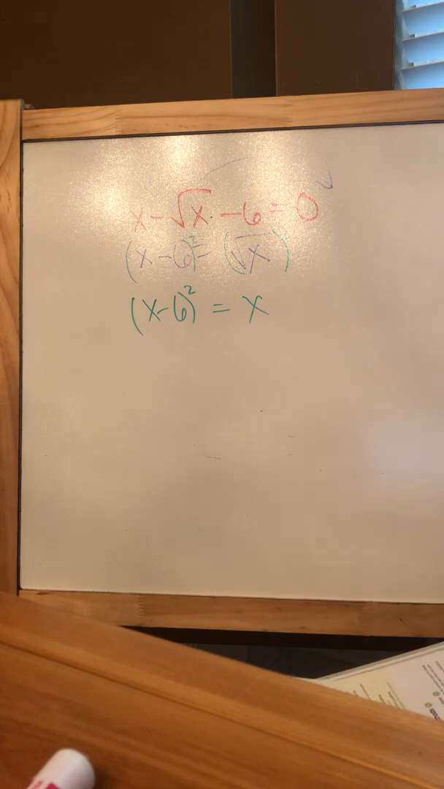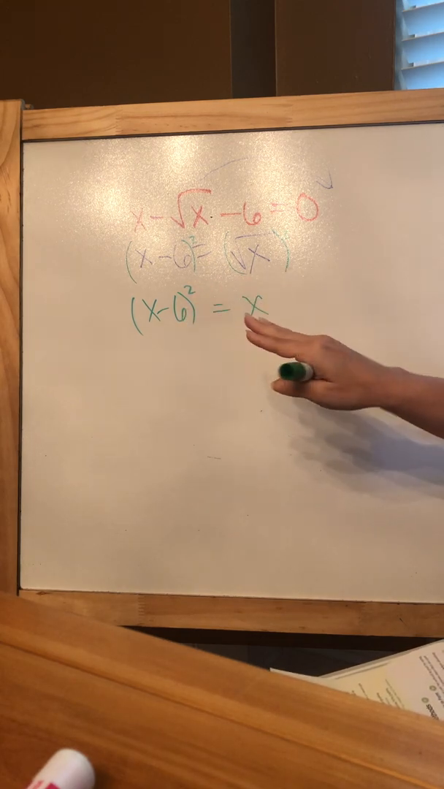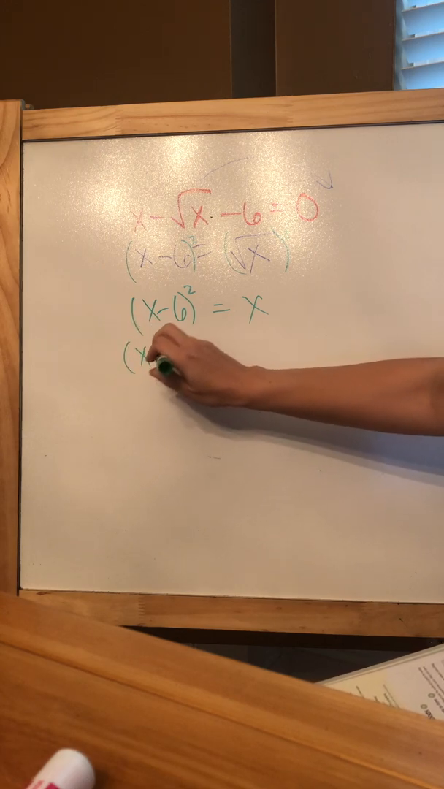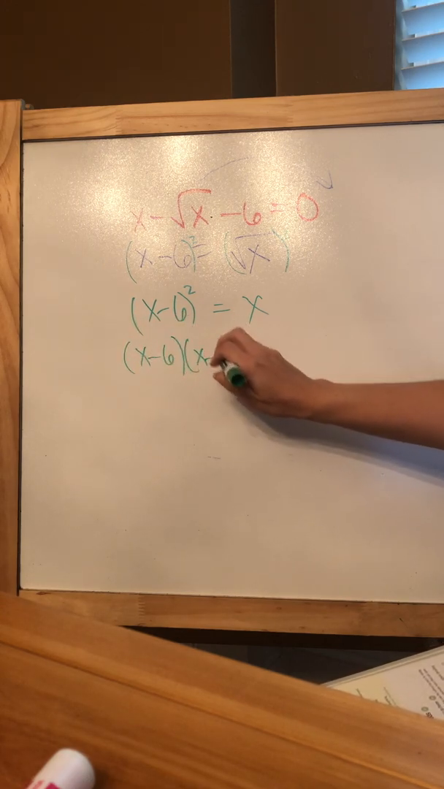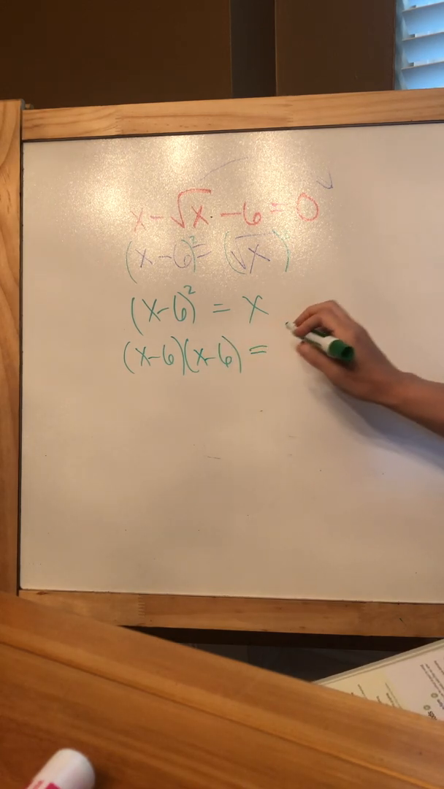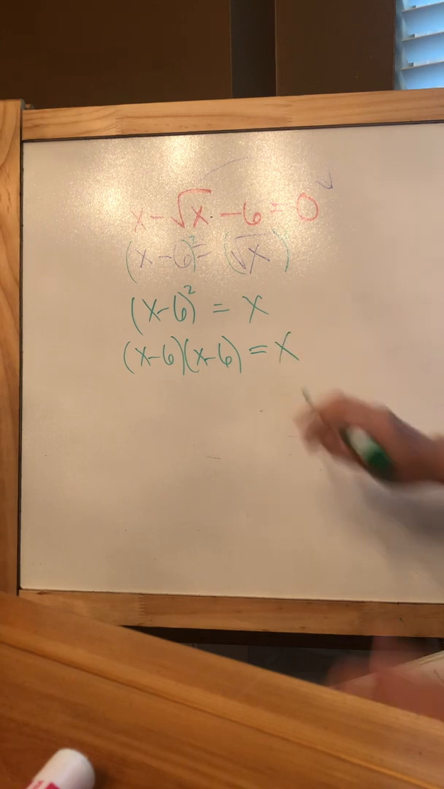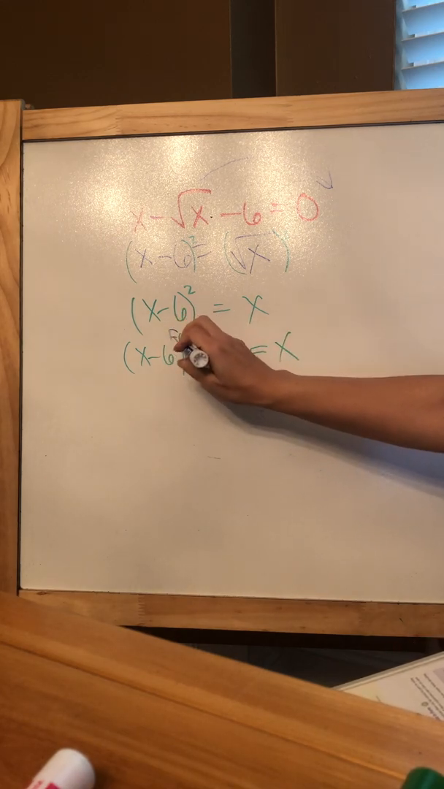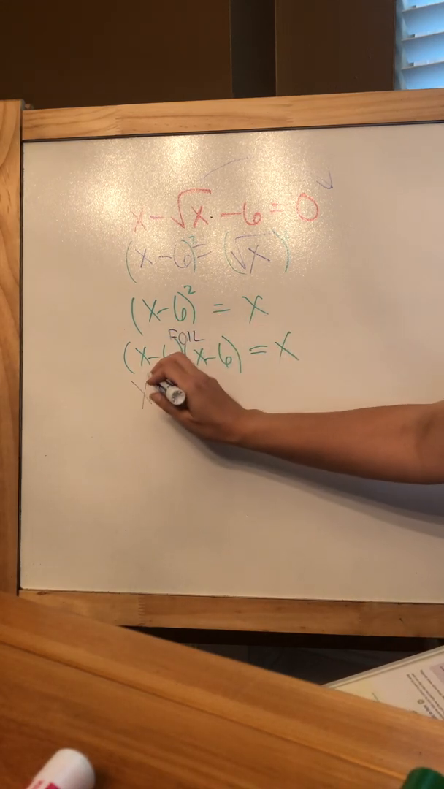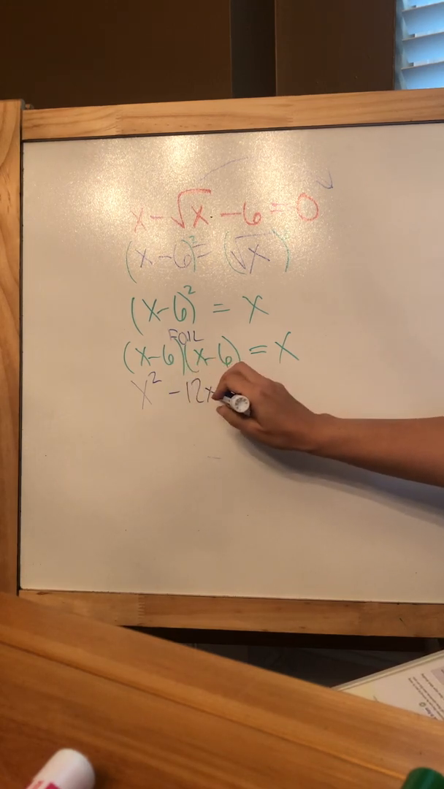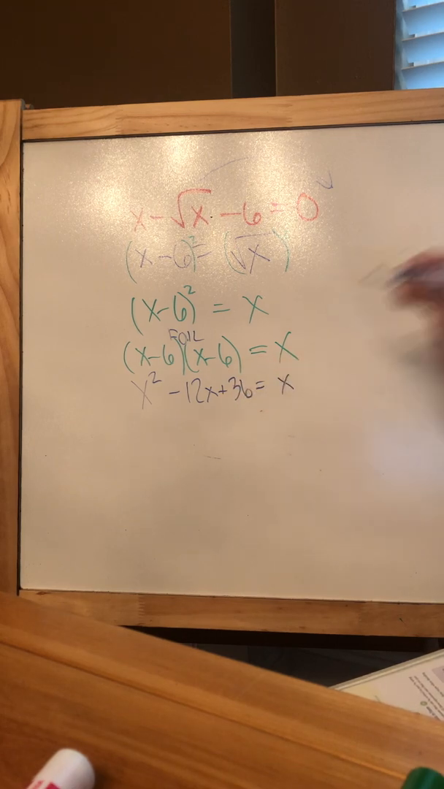Okay, well, now we're going to factor this, and then we're going to set this equation equal to 0. So to factor this, we have x minus 6 times x minus 6, right? That's what it is, equals x still. So if we use good old FOIL here, then we have x squared minus 12x plus 36 equals x.